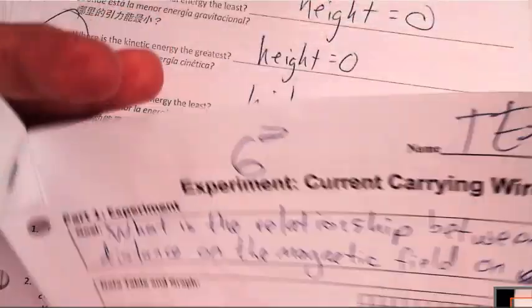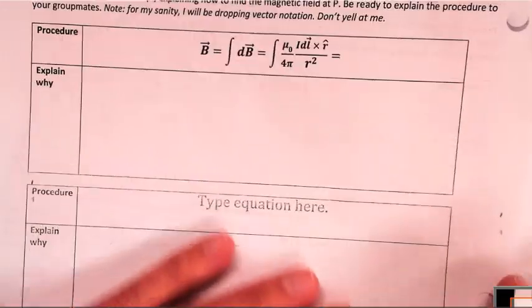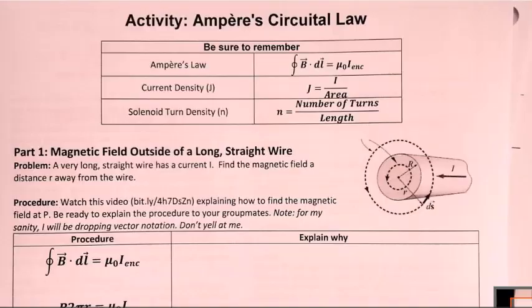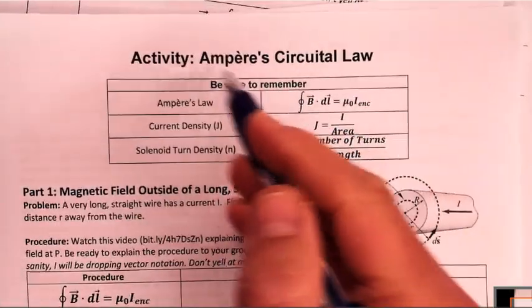It's called Ampere's law, which I didn't print out. I forgot to print out. Pause the video. Okay, I'm back. This should have been handed out to you.